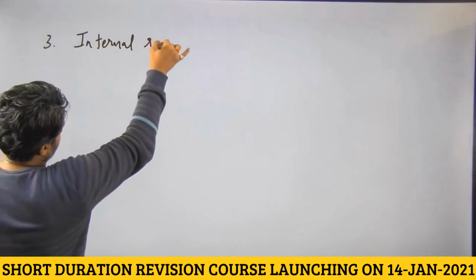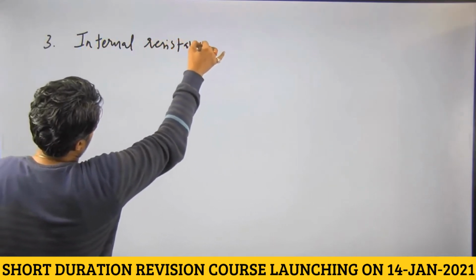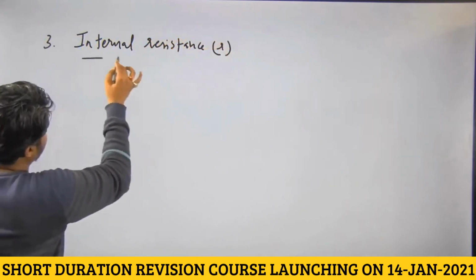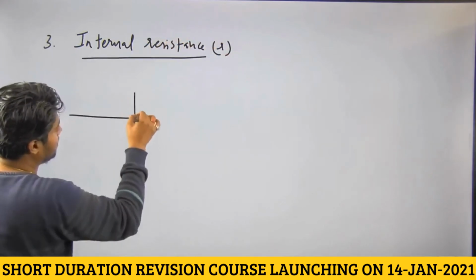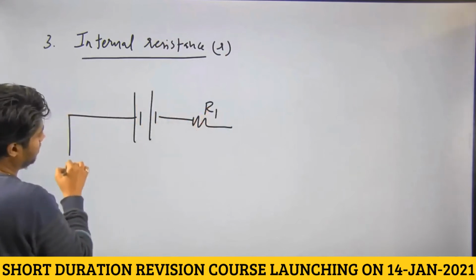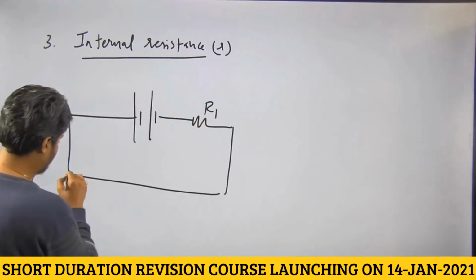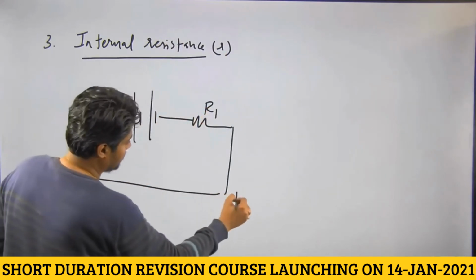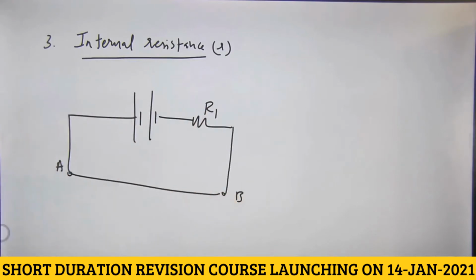Internal resistance of cell. So first of all, let me draw the diagram. First, the driver cell, resistance connected to the driver cell R1, wire AB. So this is the source circuit. The EMF of the driver cell is E naught.